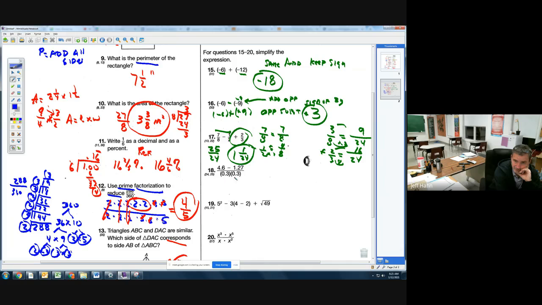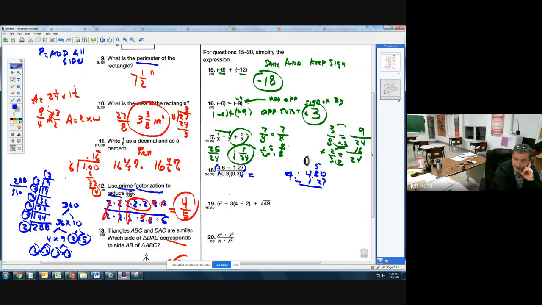With 18, you just have to be careful because they do a whole bunch of stuff with decimals. You got subtracting decimals. You got multiplying decimals. Well, let's do this first. But remember, when you do problem 18, in your notes I would write a note to myself that says you have to get the top down to one number, get the bottom down to one number, and then you can divide the bottom into the top. So the first thing I'm going to do is take 4.6 and subtract 1.27. Remember, you have to line up your decimals when you do adding and subtracting decimals.